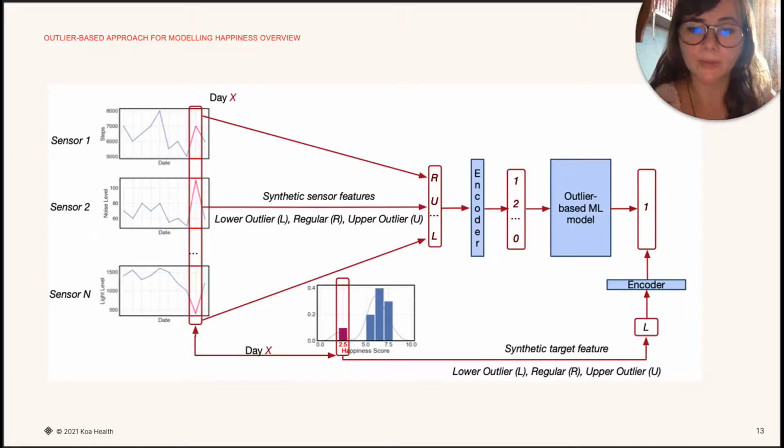So how is our approach? Well, first, we propose to aggregate the sensor features based on each individual's distribution into encodings that are either lower outlier, regular, or upper outlier. Third, the target feature is also encoded to outliers based on, again, each individual's distribution. And then finally, a model is trained based on the outlier features and based on the outlier target feature.